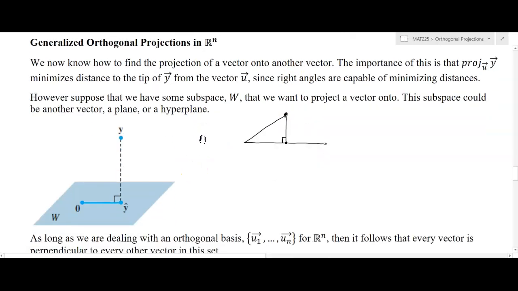So now imagine that we have some plane. This could be a hyperplane in 20 dimensions, which we can't really visualize, but let's just say in 3 dimensions, W is some plane. That means there are 2 vectors that we would need to span this plane. We have this vector y, and we want to cast the shadow of y down onto W. We're going to call the resulting shadow vector y hat. Once again, we have the sun up here, casting a shadow down, and that vector that's formed we call y hat.